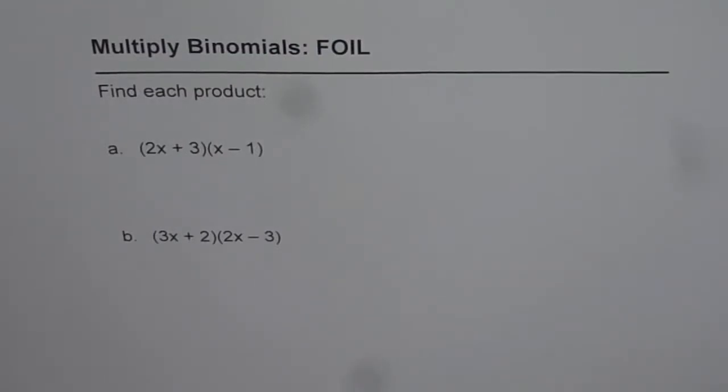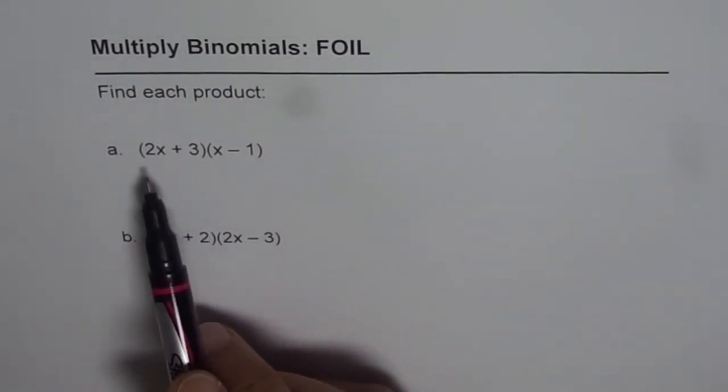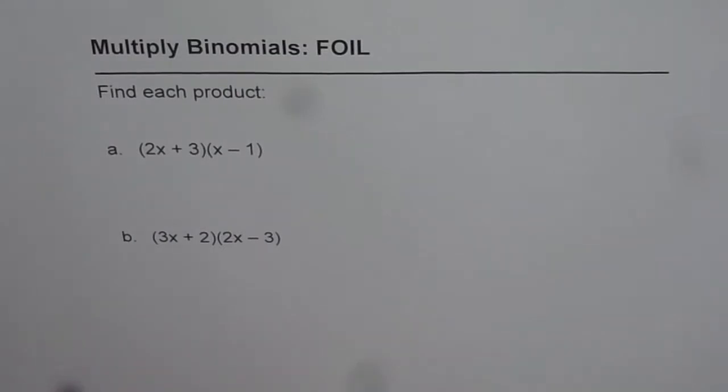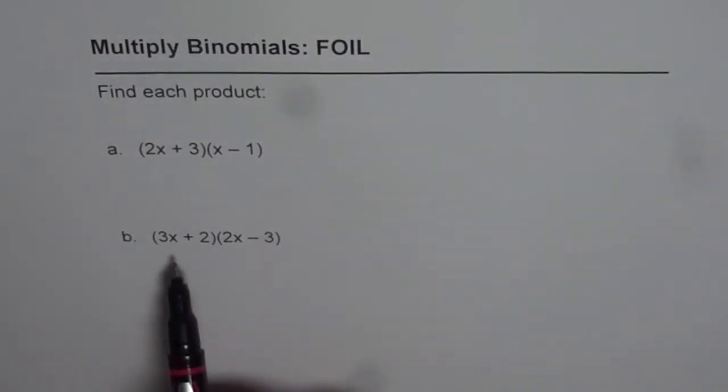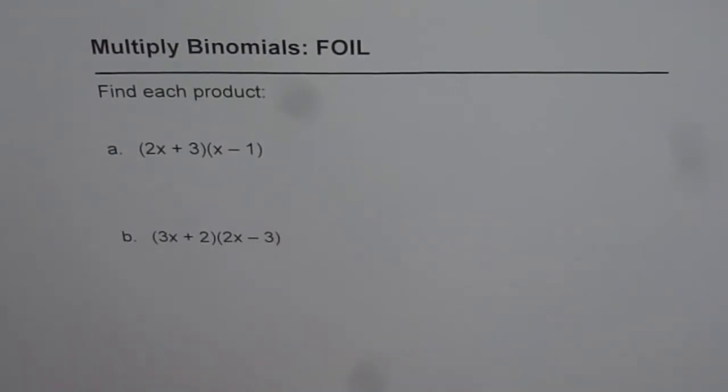Multiplying binomials, and this time we are going to use FOIL to multiply the binomials. The question is, find each product. There are two binomials, 2x plus 3 times x minus 1. That's the first question. The second question is the product of binomials 3x plus 2 times 2x minus 3.